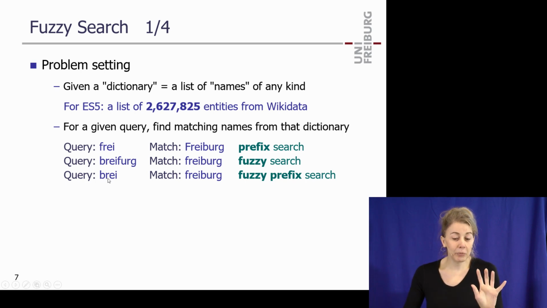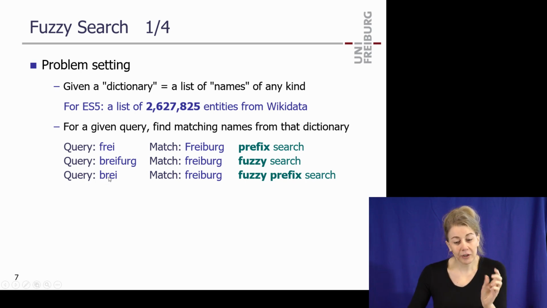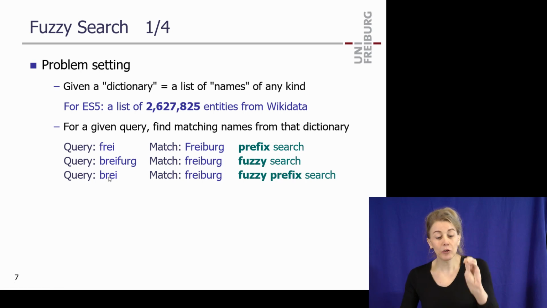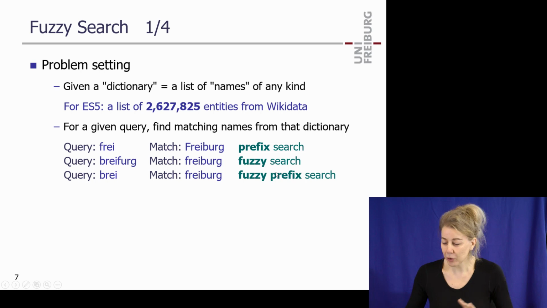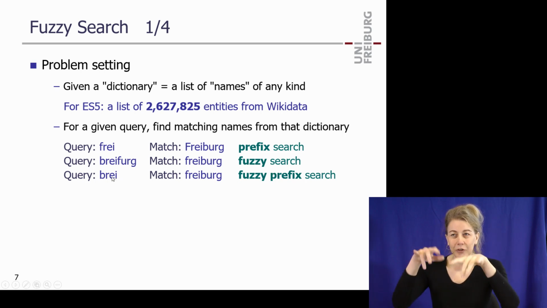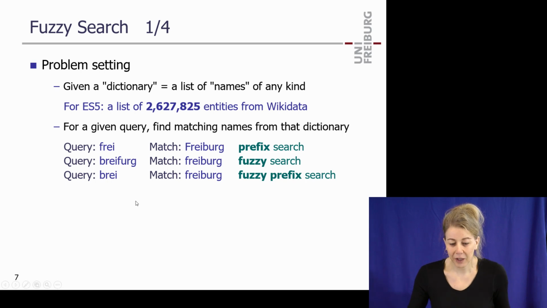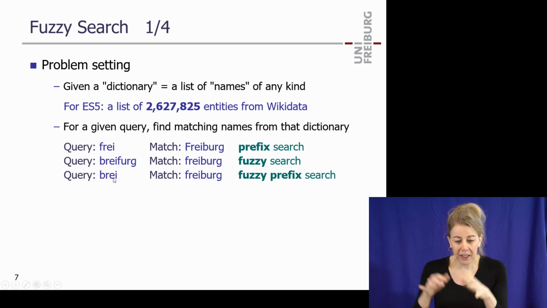And the ultimate thing, and that will be the exercise sheet: you just type a prefix and you mistype the prefix, so fuzzy prefix search. And that's what we will do today, which is a very cool feature which you basically want everywhere when you want to select something from a long list. You type Brei and you get Freiburg. That's what we want today.